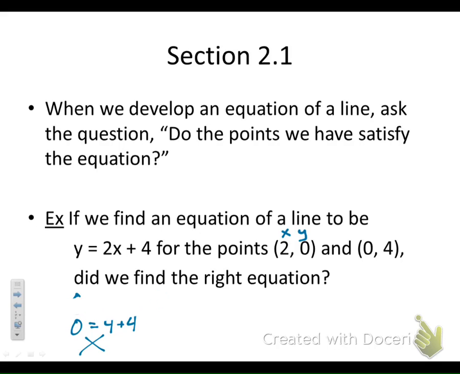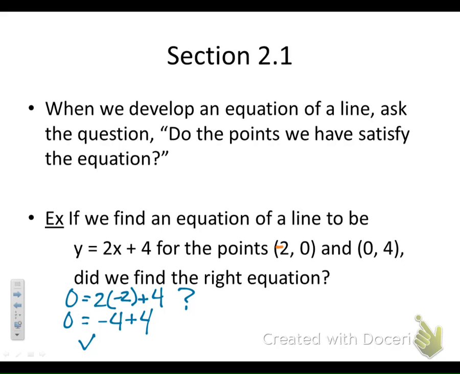So what if we redo this and we put a -2, 0? Let's say you started with point -2, 0, just trying the checking process. 0 is your y-coordinate. 2 times the x-coordinate -2 plus 4. Is the left side the same as the right side? So is 0 the same as -4 plus 4? It checks out.